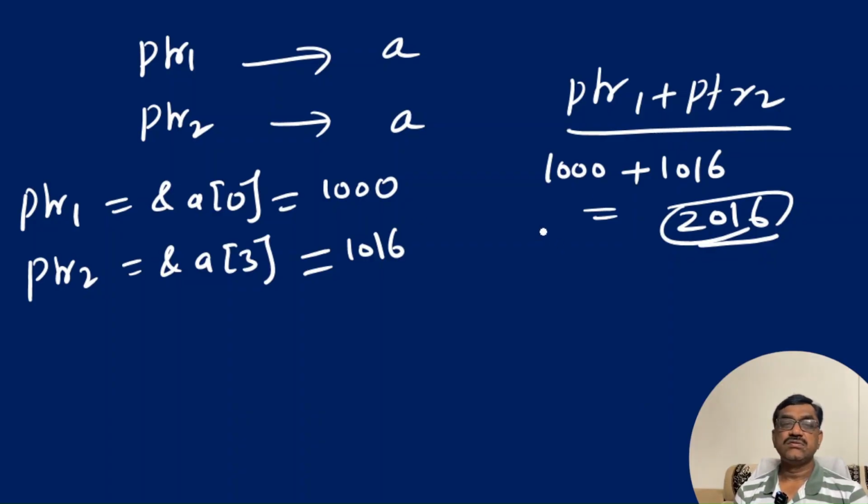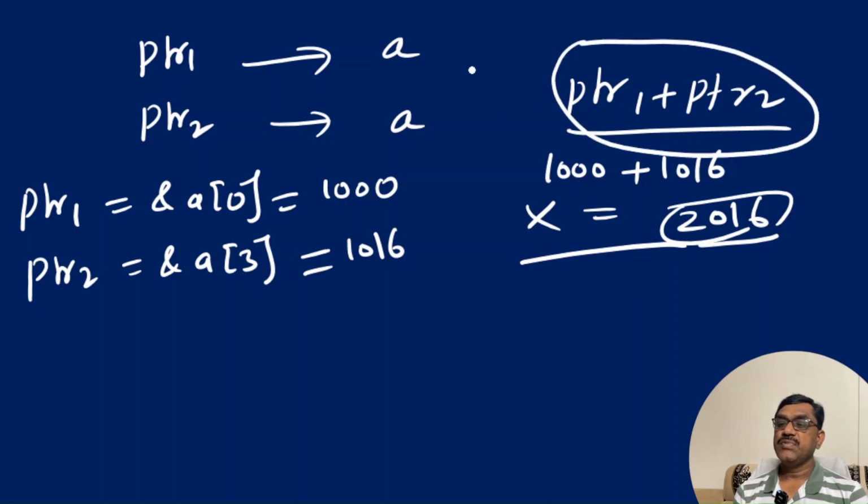So this is not sure and this is not valid. The important thing you have to remember is that both pointers cannot be added. Adding two addresses and getting a new address is meaningless. There is no 2016 address here. So that's what I mean to say: both pointers cannot be added. This is a very, very important thing. But what we can do is add an integer to a pointer.